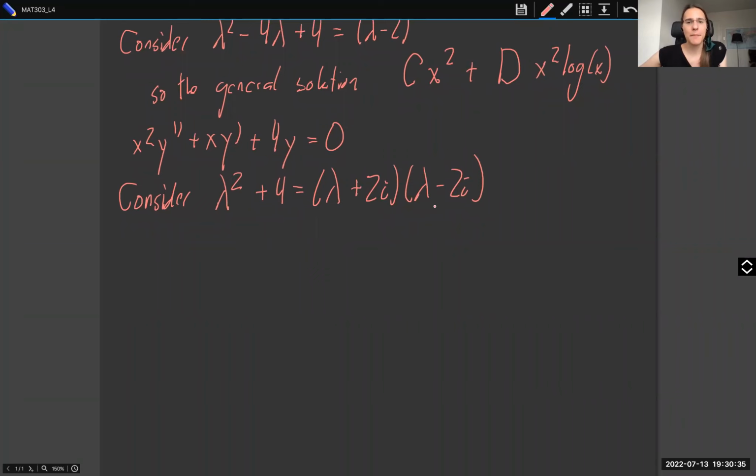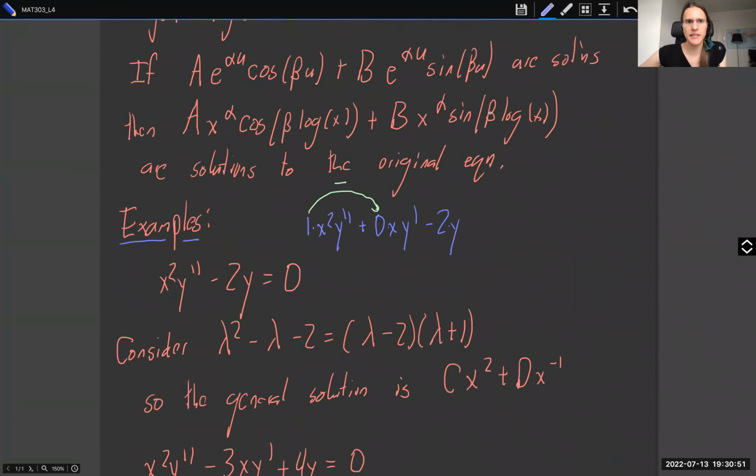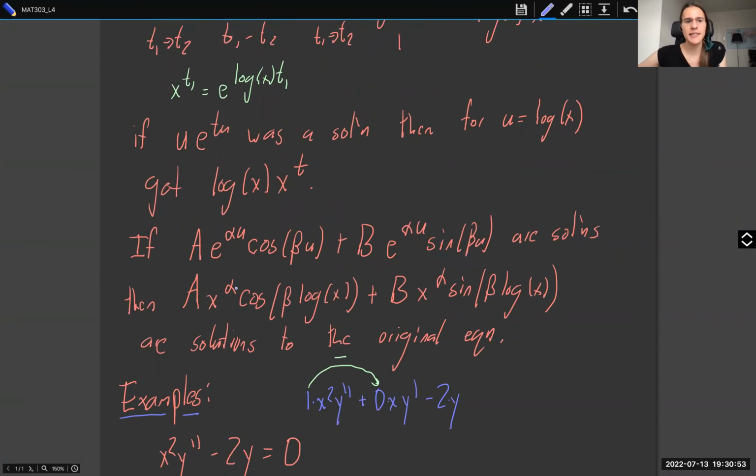So when that happens, this is an example of a purely imaginary equation. So our roots are going to be 0 plus or minus 2i. So if we look at what the solutions were, it was x to the alpha. Well, alpha is 0, so it's just going to be cosine and sine. Beta is going to be 2, so cosine 2 log x.